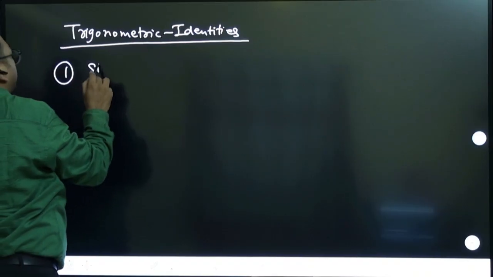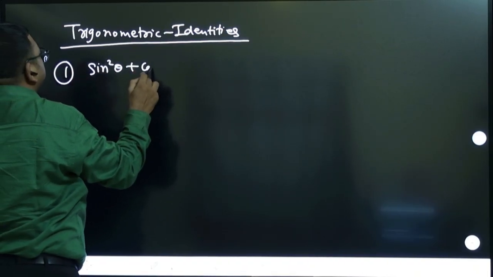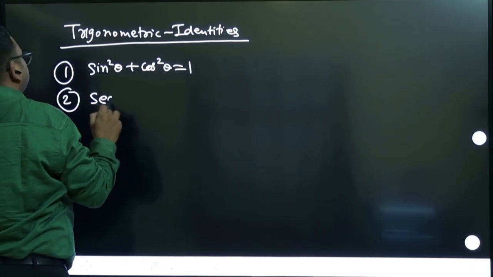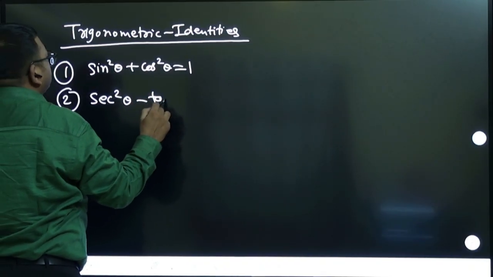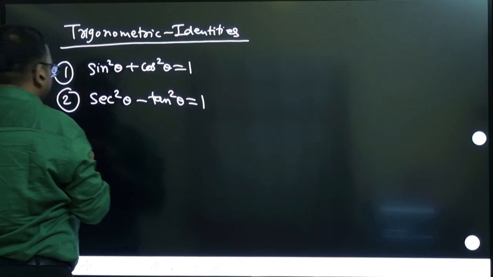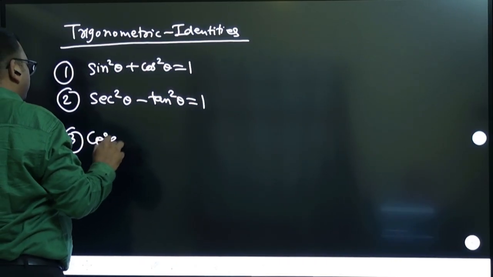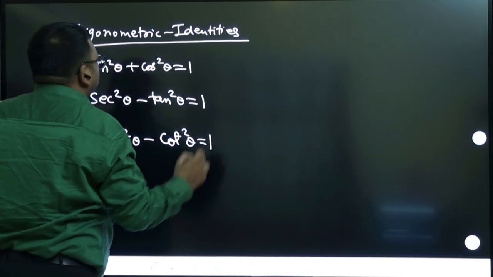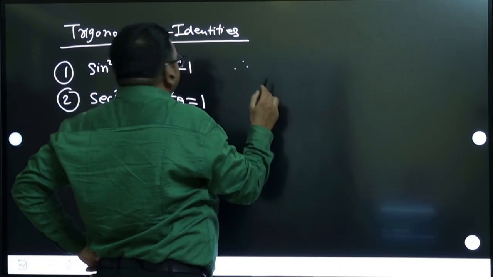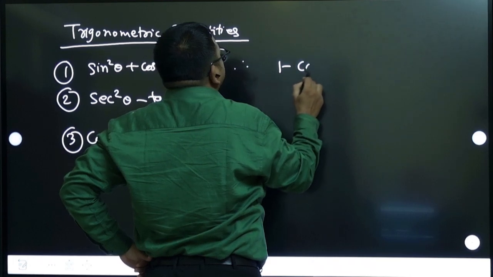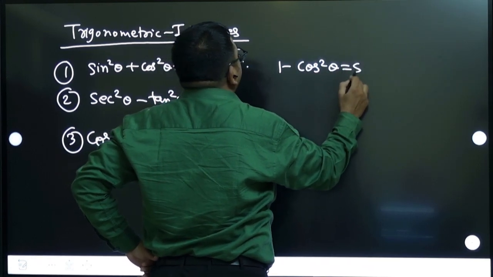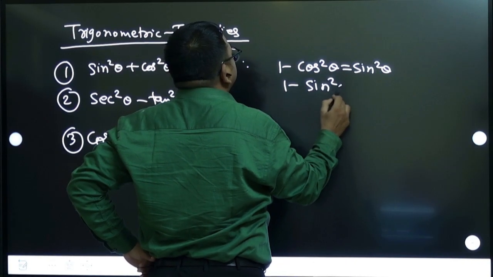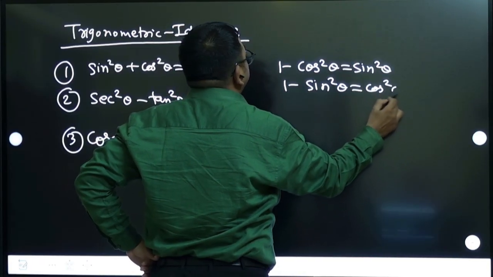First, sin squared theta plus cos squared theta is equal to 1. Second, secant squared theta minus tan squared theta is equal to 1. Third, cosecant square theta minus cot square theta is equal to 1. So from here I can also write that 1 minus cos square theta is equal to sin square theta, or 1 minus sin square theta is equal to cos square theta.